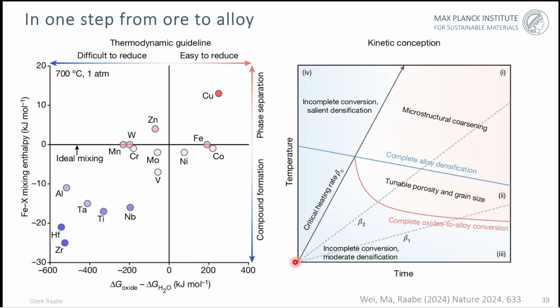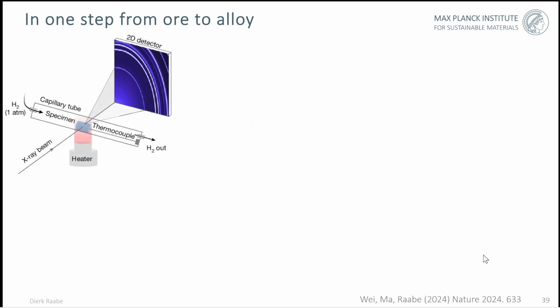And on the right-hand side, you see a similar map, but pertaining to some of the kinetic features, where you want, as I said, in the same reactor, to equip the material with a certain microstructure, and that must of course be considered also.